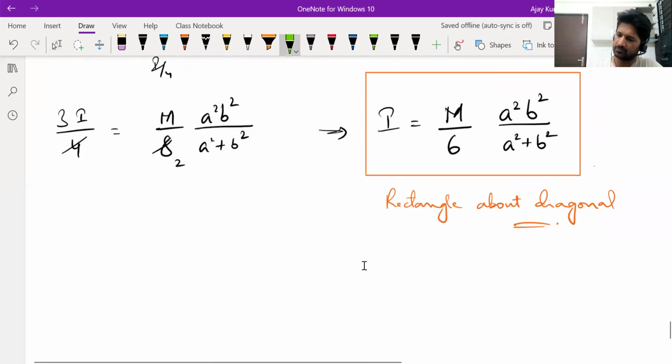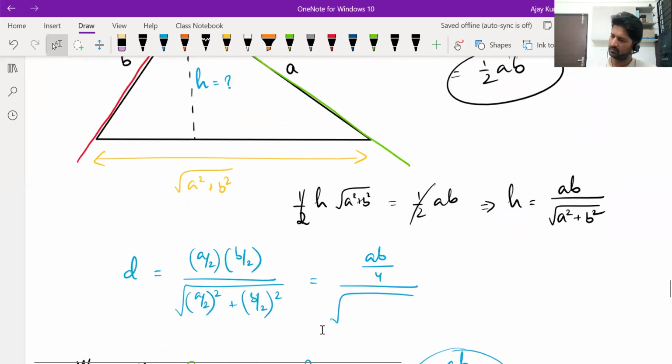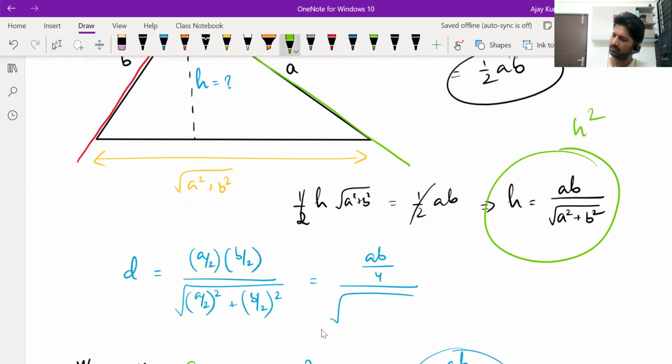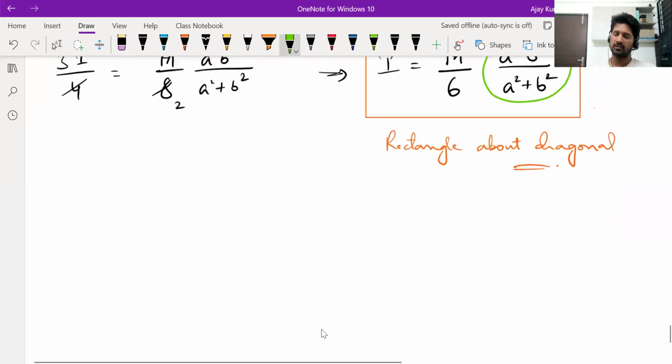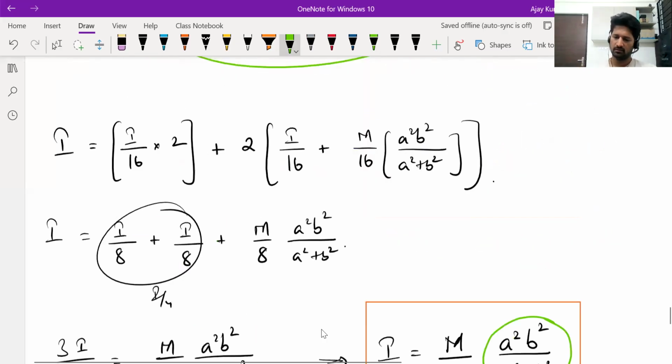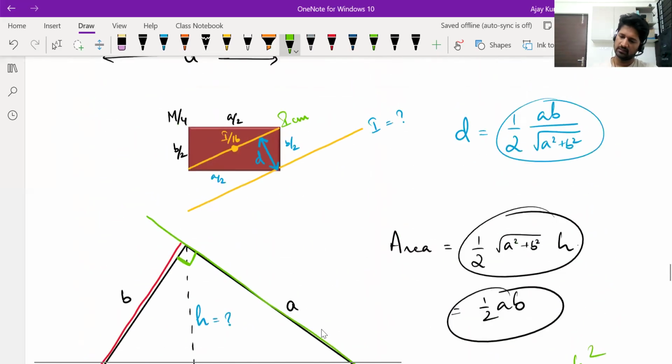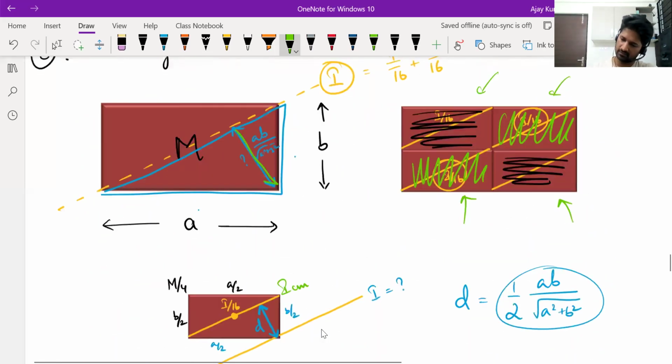But observe, there's something important here. What is this? a square b square by a square plus b square is nothing but h square. Therefore, the answer becomes total mass into h square by 6. That's all. Where h is this height. I'll send you the notes for this. Do this derivation once on your own.